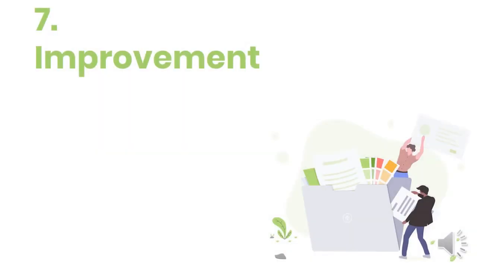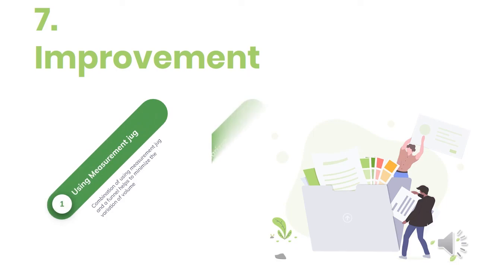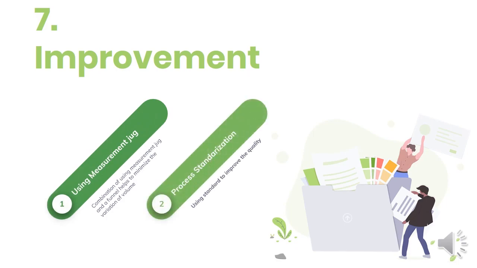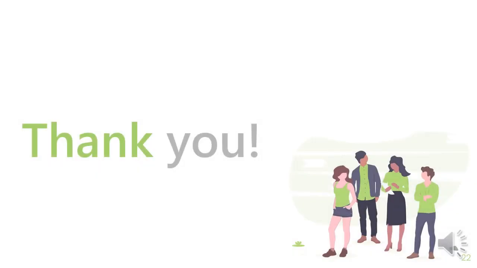The last part is about the improvement. It can be drawn by analyzing several tools used in measuring the quality of this SME. The improvements that we propose are: 1. Using a measurement jug in filling the bottle, and 2. Make a standardization process. Thank you.